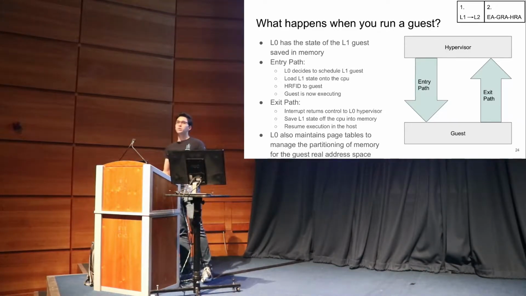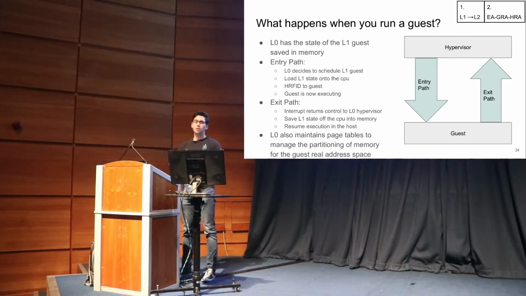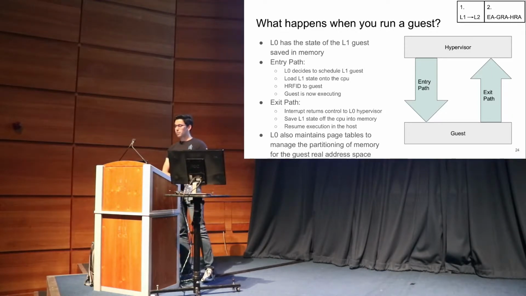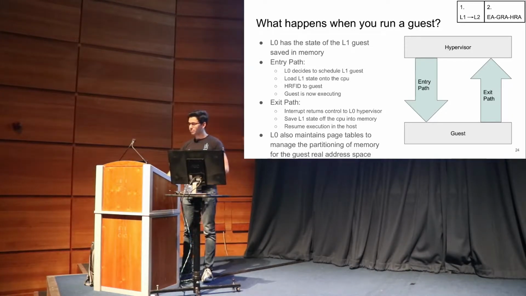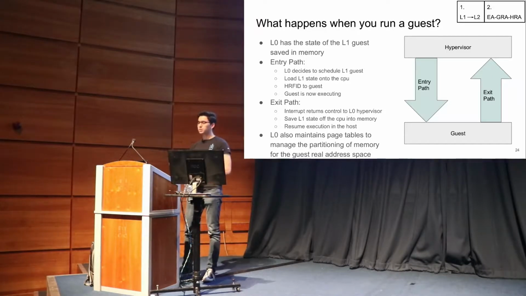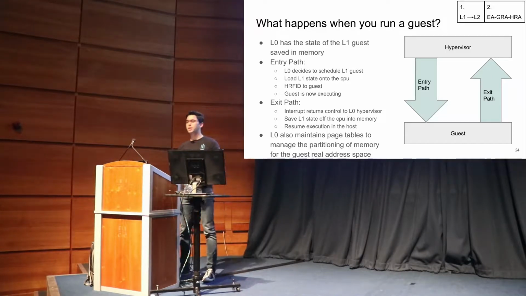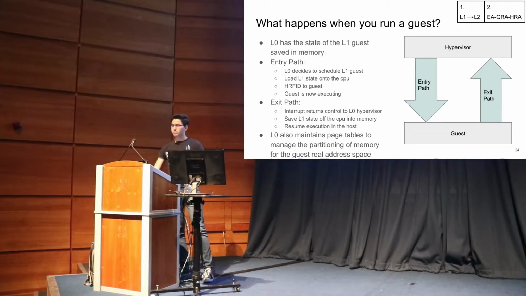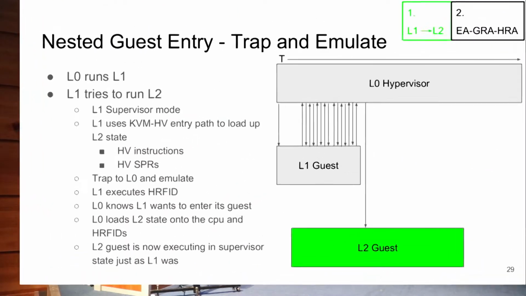Now at some point, an interrupt's going to come along that returns control into our level 0 hypervisor, and we're going to take what I call the KVM exit path, where the level 1 state is saved off the CPU back into memory. And now we're executing in our host again. It's important to note at this stage that, of course, level 0 is maintaining some page tables to manage the partitioning of its memory to the guest real address space. So that was the normal guest entry path.